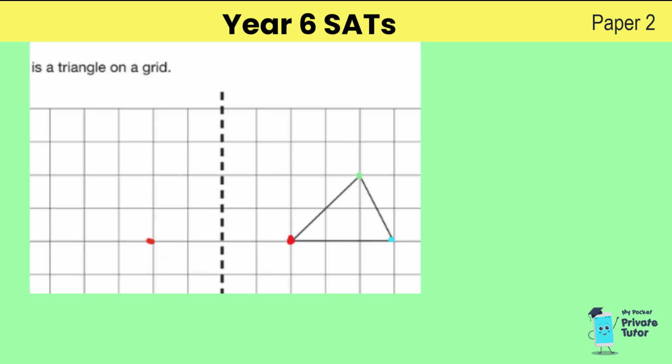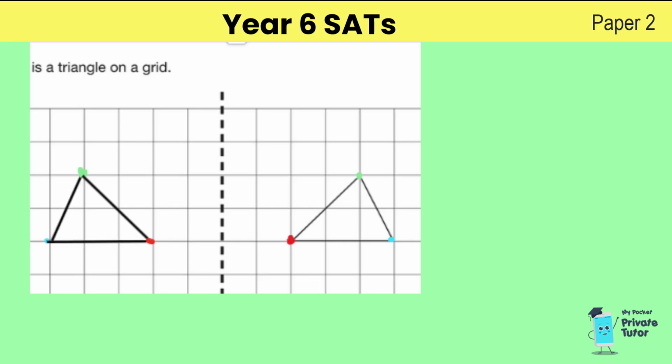If we go to the blue part of the triangle, we can count 1, 2, 3, 4, 5 to the mirror line. So 1, 2, 3, 4, 5 beyond the mirror line, that's where that vertices goes. And then if we go to the green part of our triangle, we'll go 1, 2, 3, 4 to the mirror line, and 1, 2, 3, 4 beyond. Now when you've got all your vertices on, then you can join them up with a straight line.